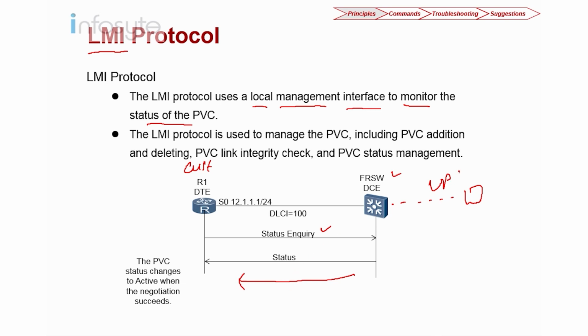Now assuming that this one is down, the circuit is down, then automatically the virtual circuit will go down. Alright, so that is the main thing on the LMI.